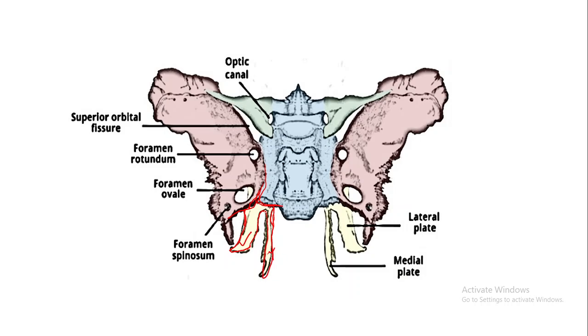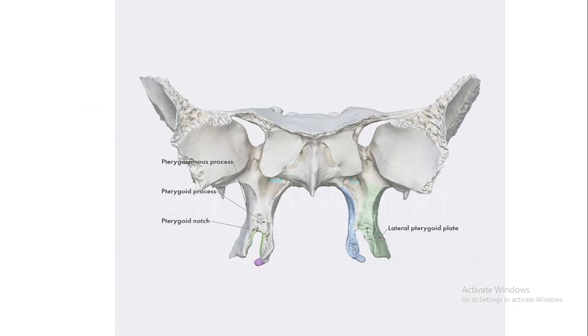Anteriorly, these two pterygoid plates are fused here, but posteriorly they are separated by a fossa-like structure called the pterygoid fossa. As we can see here, this is the pterygoid notch which separates the lateral pterygoid plate and the medial pterygoid plate. This whole structure is the pterygoid process, and then this is the medial pterygoid plate.